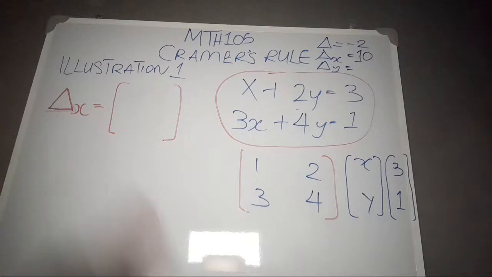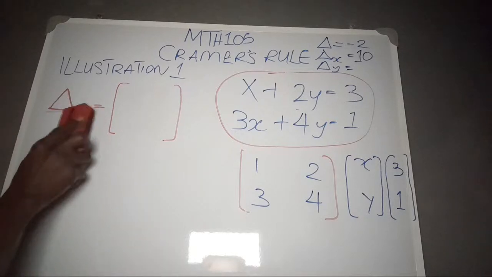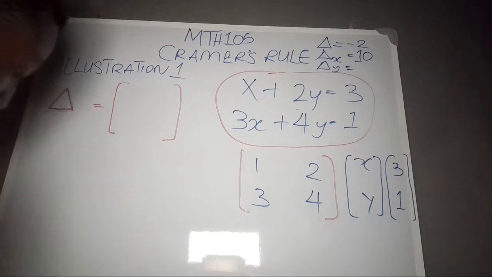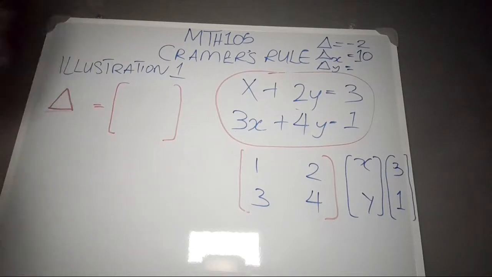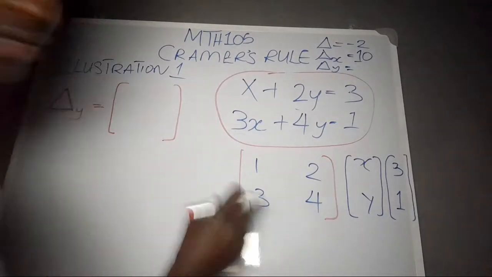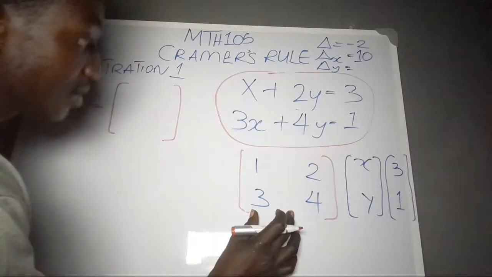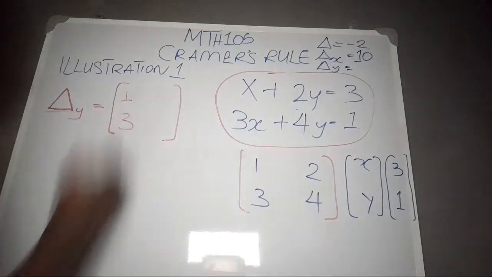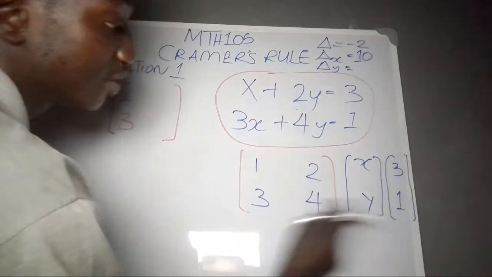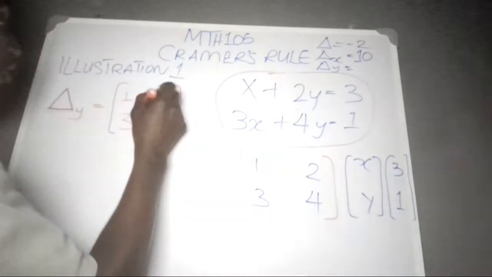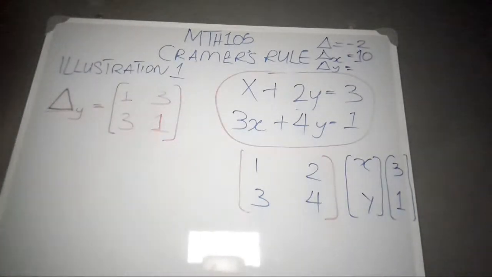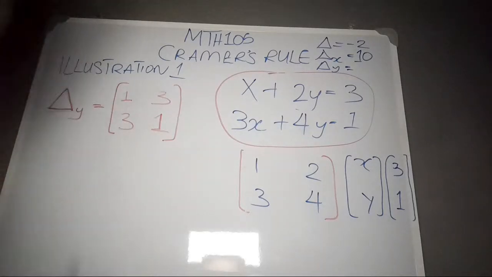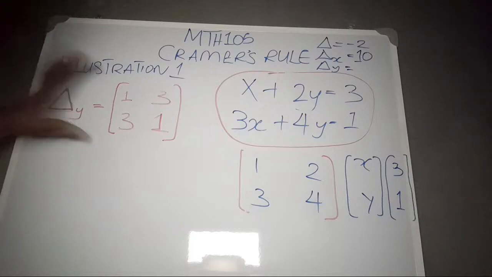So now for y, in case of y now, the coefficient of x is going to remain. So we'll put 1, then 3, and this is going to be substituted for this, which is 3 and 1. I think I'm losing the marker. Is it understood? Is it understood?